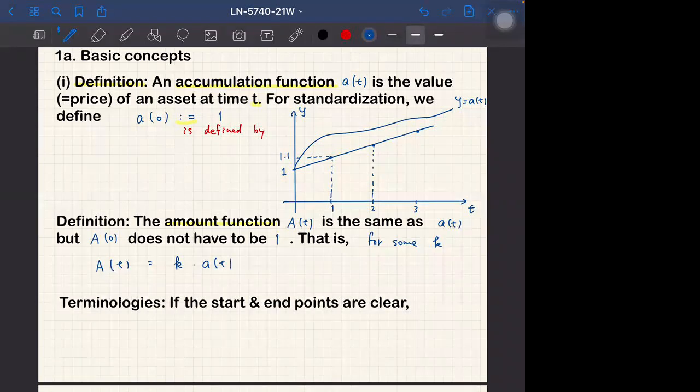So capital A(t) is the amount you have. For example, if you have $100 at time 0 and the interest rate is 10%, 100 becomes 110. So capital A(0) is 100, capital A(1) is 110. So A(t) is the amount you have. So just the difference is k.